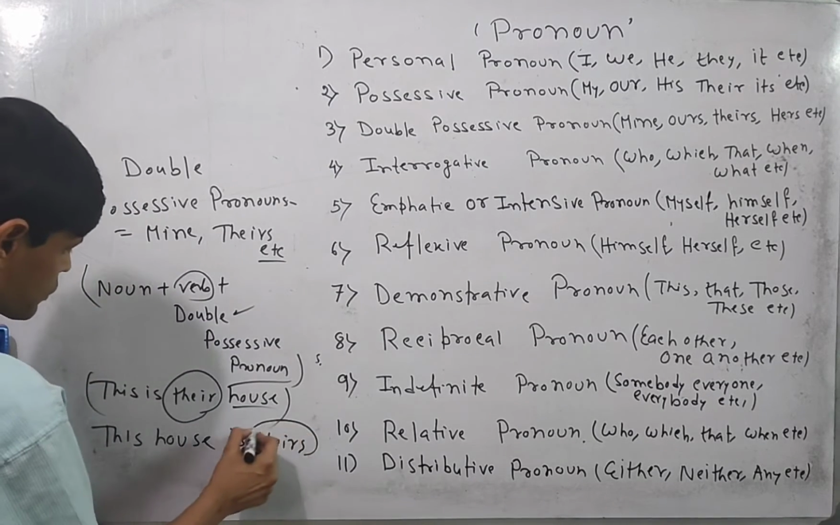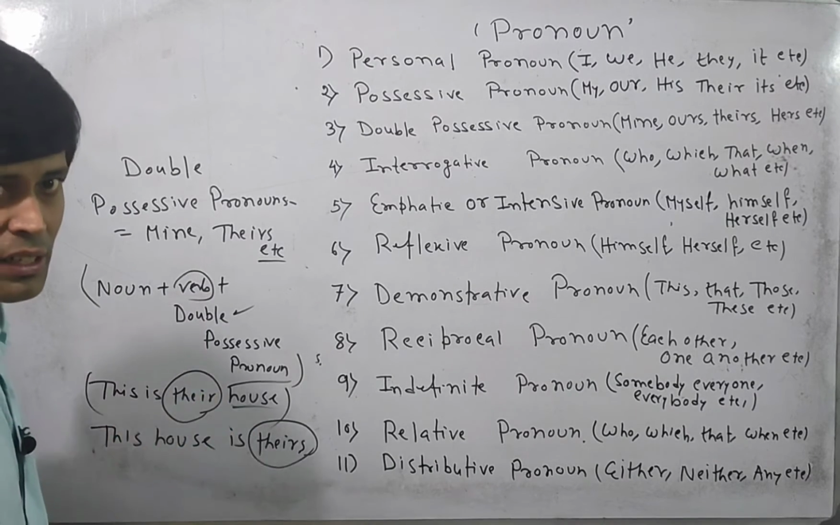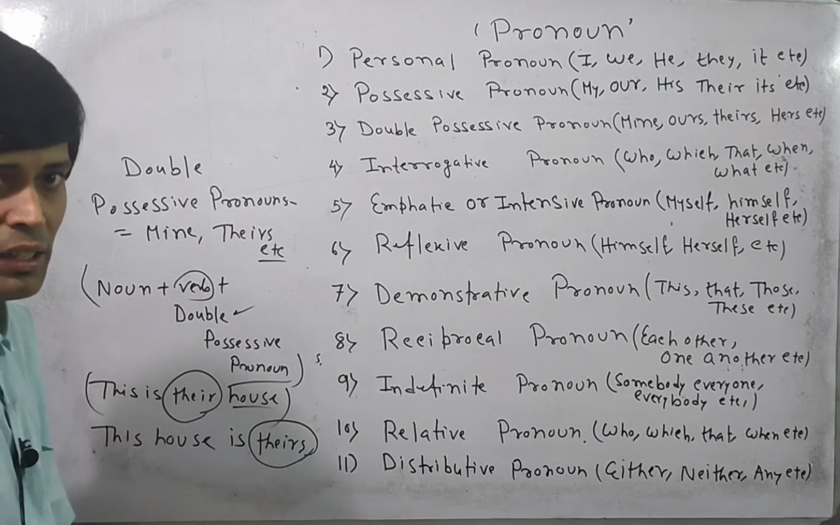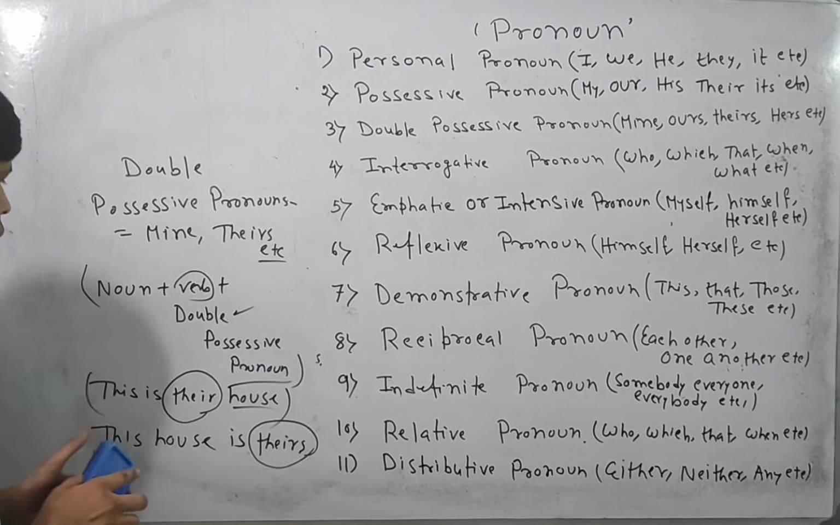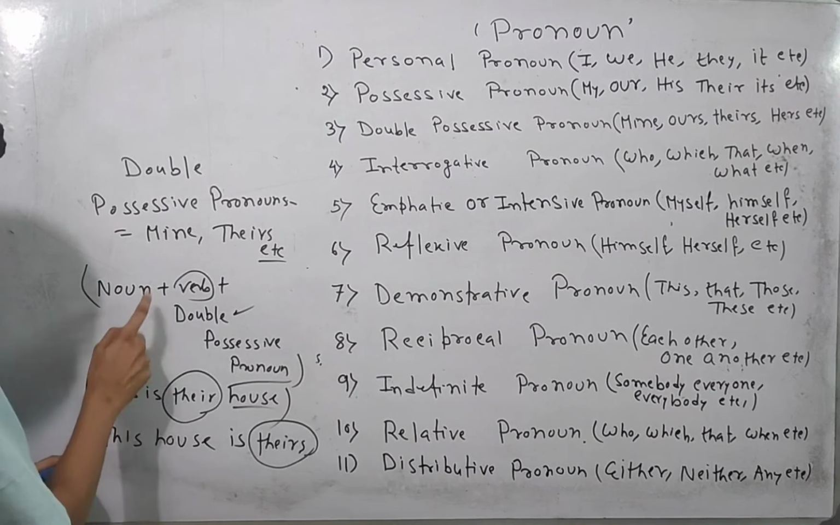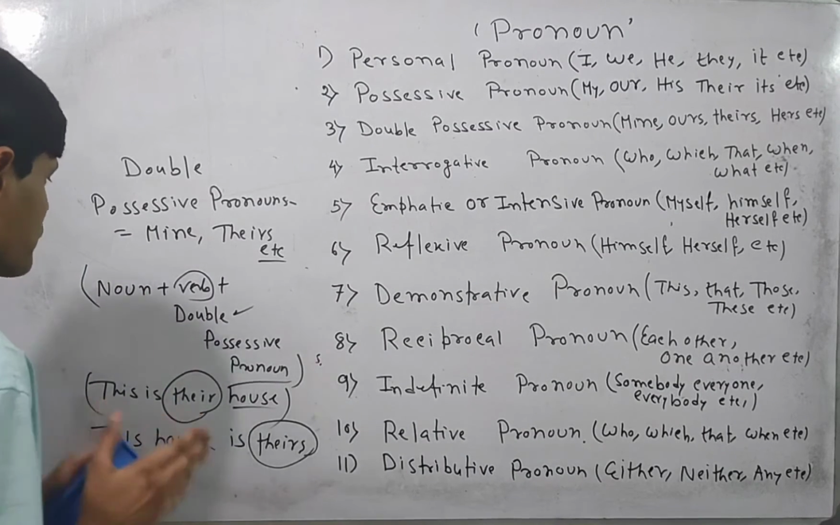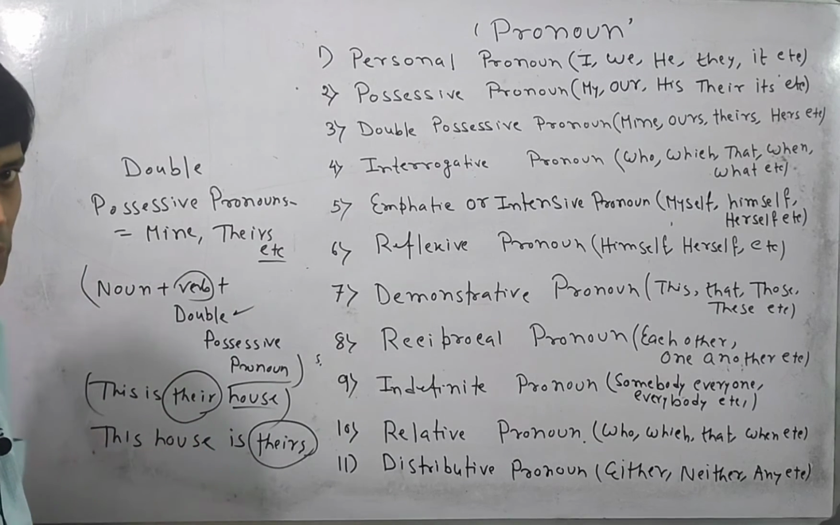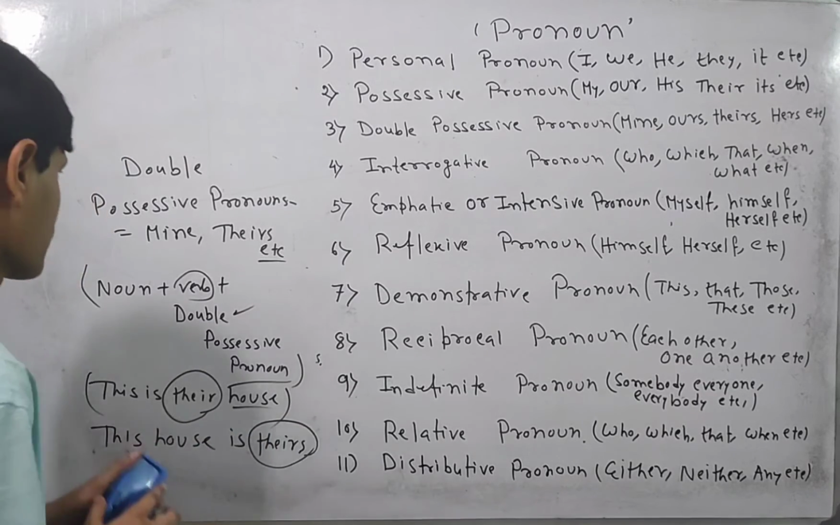Here it is used as a double possessive pronoun, and it casts more stress and strength on the sentence. Again I am giving some examples for better understanding, but do not forget this average format, that means noun plus verb. After that we can place the double possessive pronoun as per the sentence construction or syntactical order.